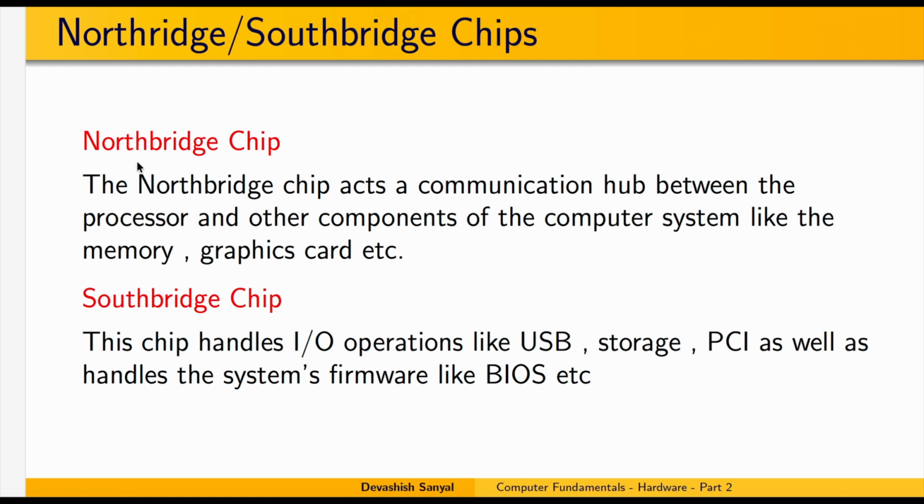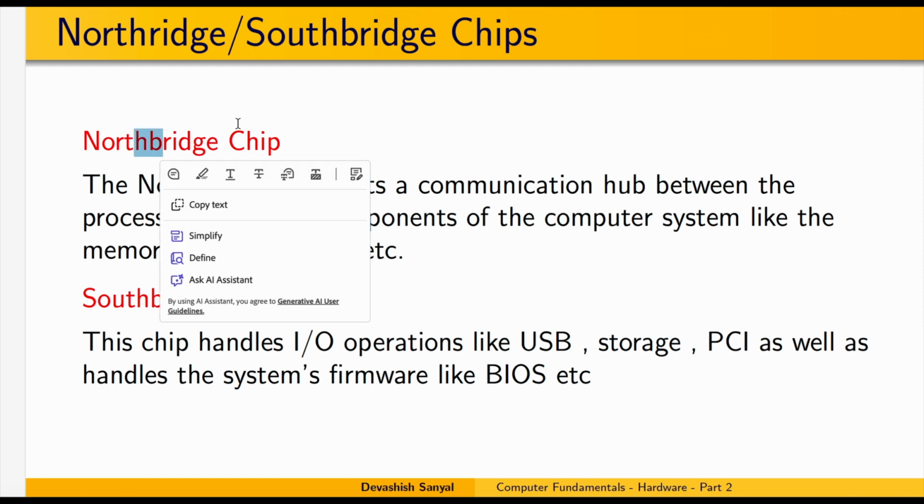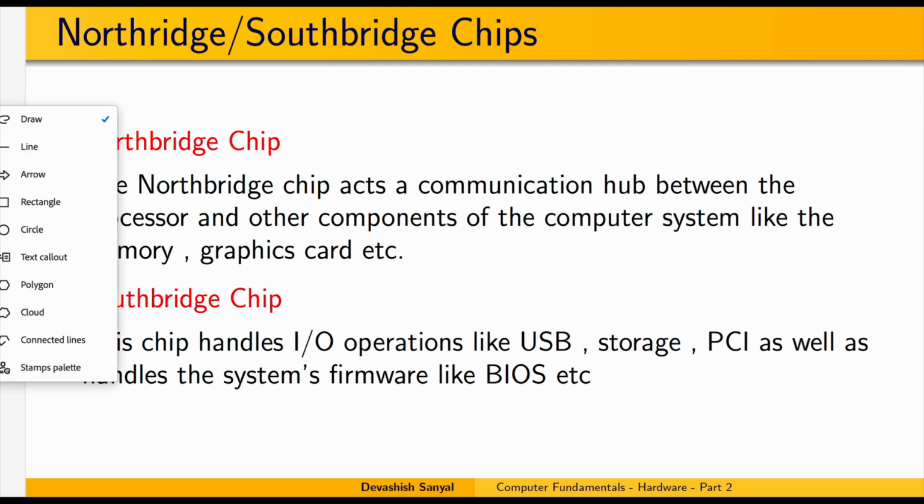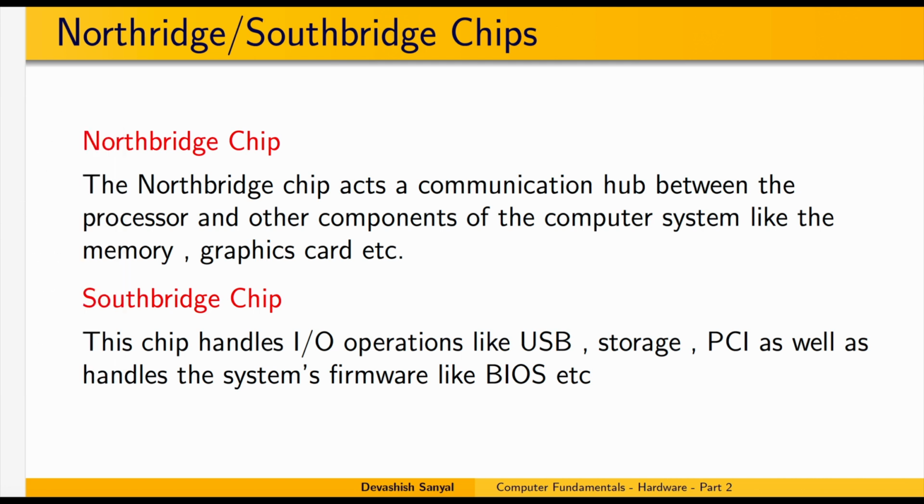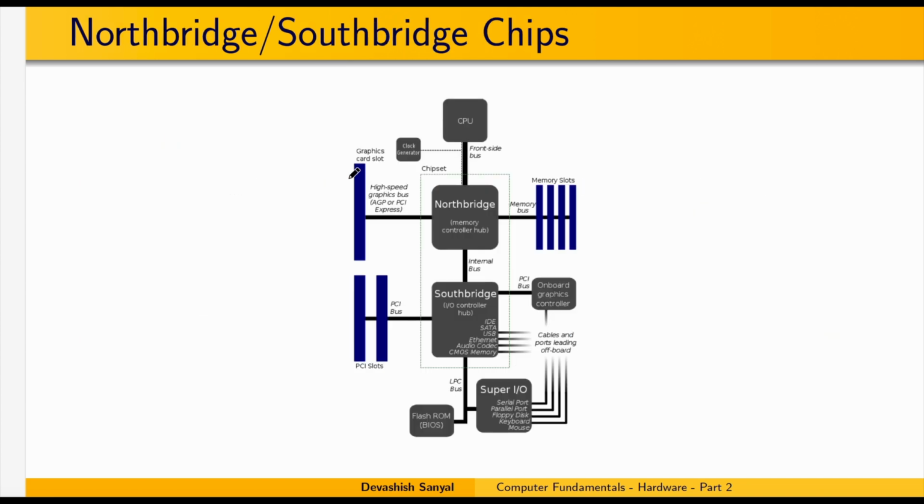So this is the North Bridge chip. This is the location of the North Bridge chip. This is the CPU and the North Bridge chip is here. And then south of the North Bridge chip is the South Bridge chip.